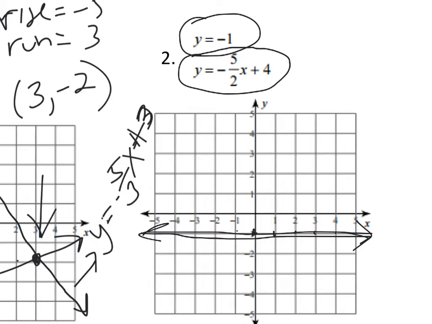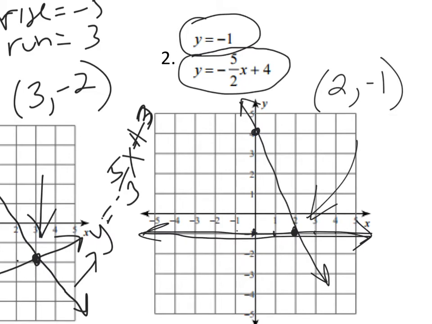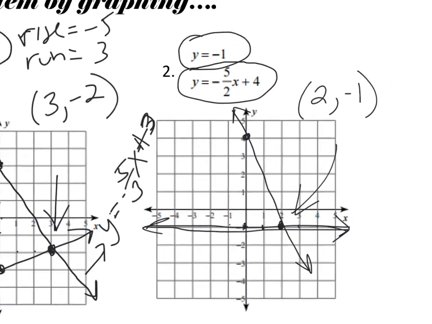And then the other line that I'm drawing has a y-intercept of 4. I'm going to rise negative 5 and run positive 2. This will create an intersection at 2, negative 1, and that is the solution to this system.